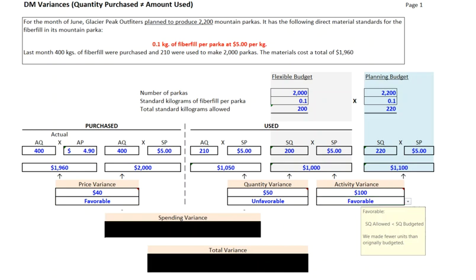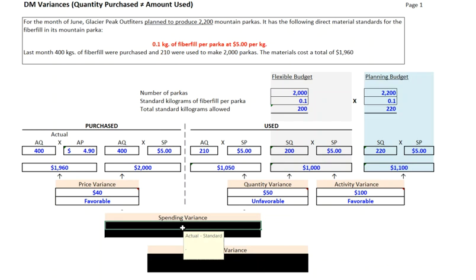A couple things we should note. One, you cannot calculate a spending variance. It doesn't make sense to talk about, since that spending variance is typically based on the difference between the actual quantity we used and the actual quantity we purchased. And in this case, they're different, so it doesn't make sense to talk about a spending variance. Nor does it make sense to talk about a total variance, that is, the difference between what we actually spent and what we originally planned, because we purchased excess materials that we can use in future periods.